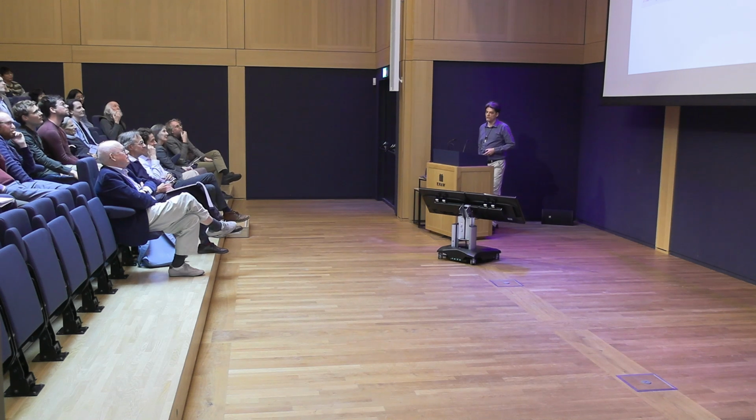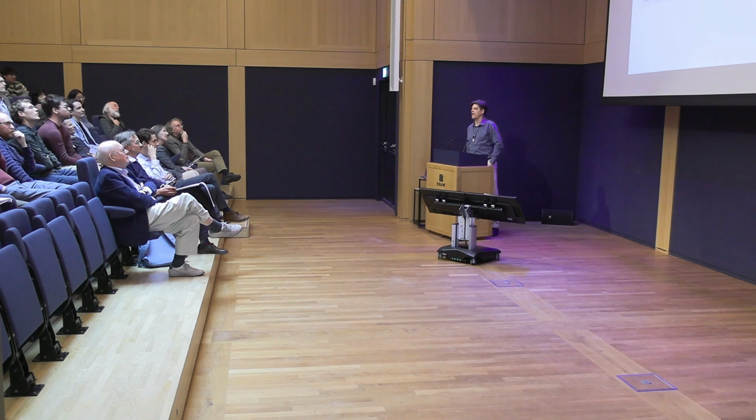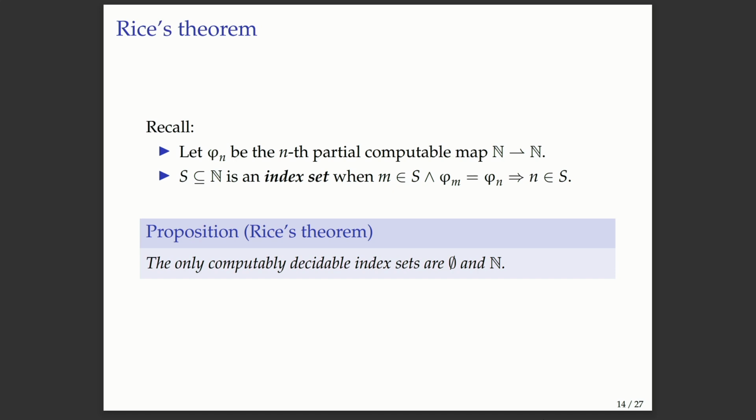Okay, so let's recall Rice's theorem. First of all, I'm going to write phi sub n, as every computability theorist does, for the nth partial computable map, where the encoding has to be reasonable, and this is a standard notion. And then what we usually call an index set is a set of natural numbers such that if a number is in it, and that number is an index of some partial computable map, then also all the other indices for that computable map are in it. So it's a set that is closed, it's extensional with respect to this enumeration.